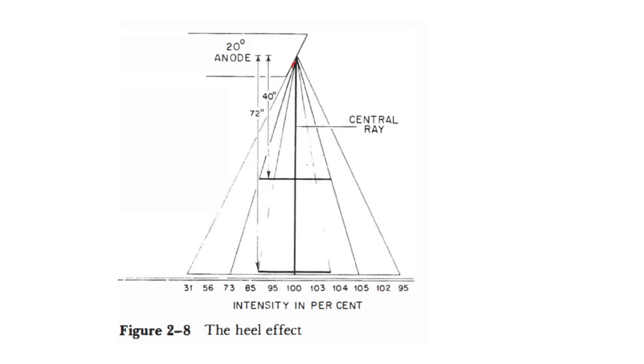According to this figure, this is the anode. Here there is the anode, and here we will have the cathode. So this is called the anode end of the X-ray tube, and this is called the cathode end of the X-ray tube. Now, when it is exactly perpendicular, this is the main beam.